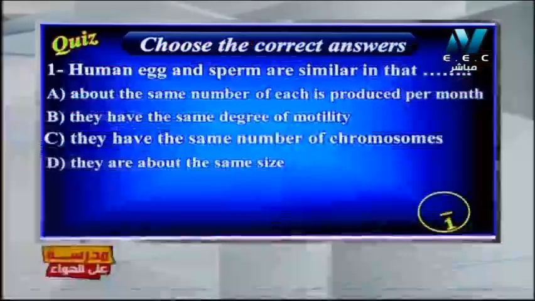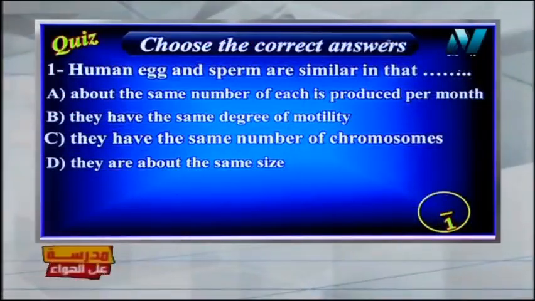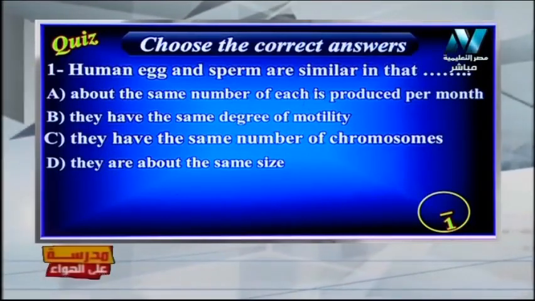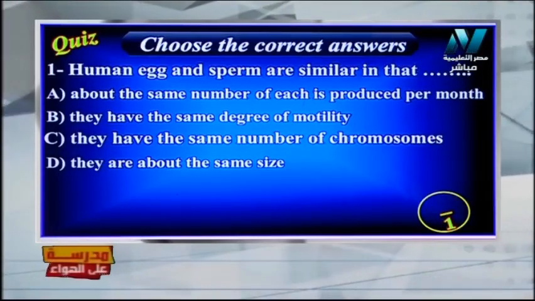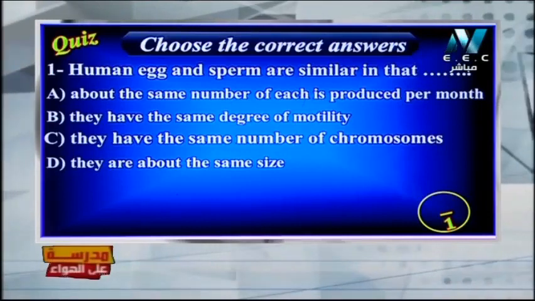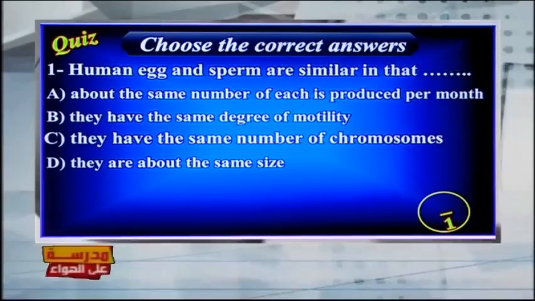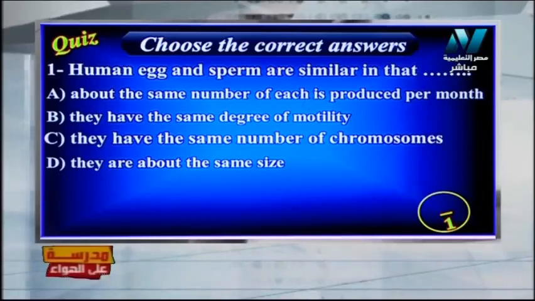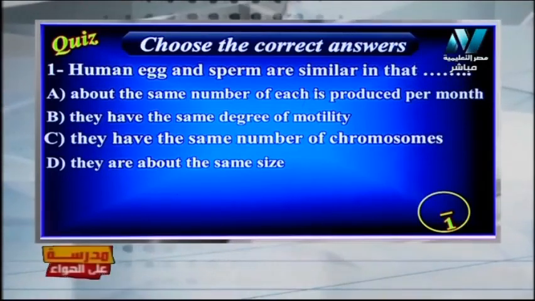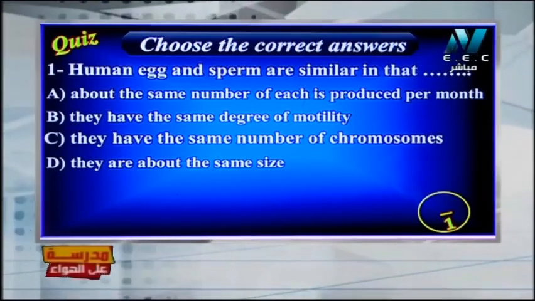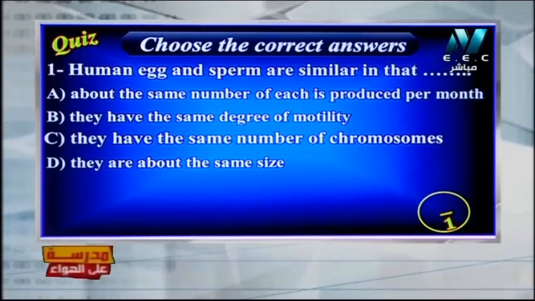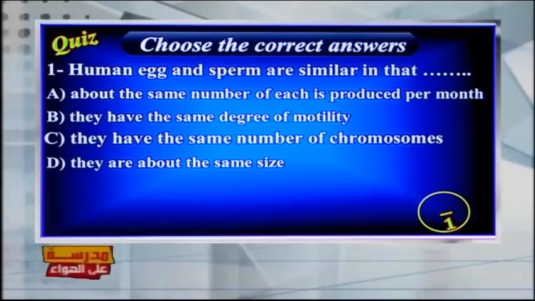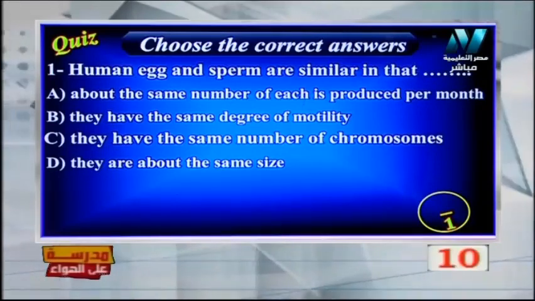Question 1 says: choose the correct answer. Human eggs and sperm are similar in that dots. Choice A, about the same number in each is produced per month. Number B, they have the same degree of motility. Number C, they have the same number of chromosomes. Number D, they are about the same size. مع حضرتك 10 ثواني تقول لي الرايت انسر.